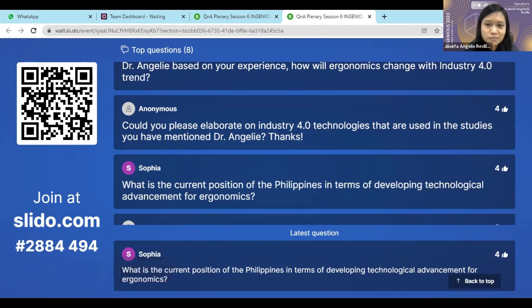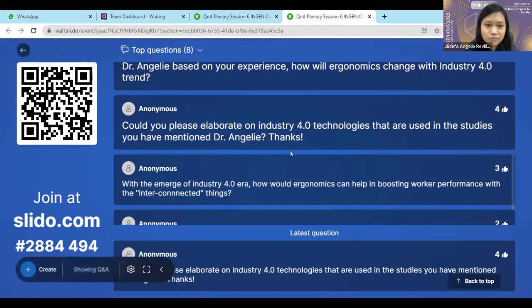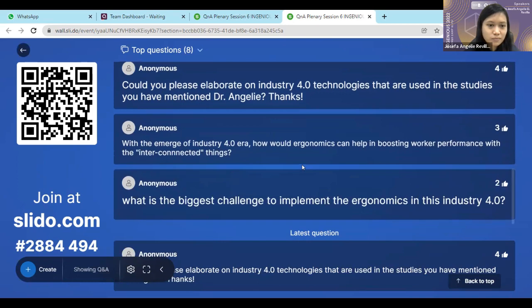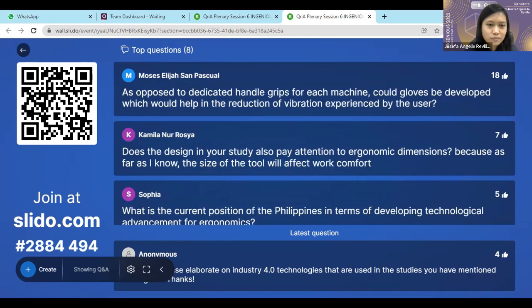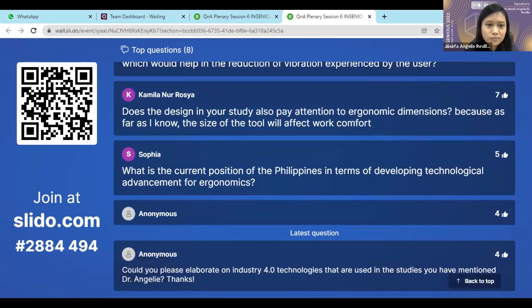Okay. Thank you, Dr. Angelie, for the explanation. And we can move to the next question. The question from Sophia asks about what is the current position of the Philippines in terms of developing technological advancement for ergonomics?